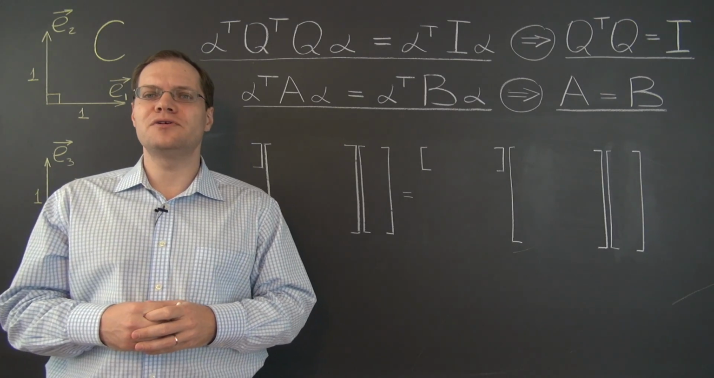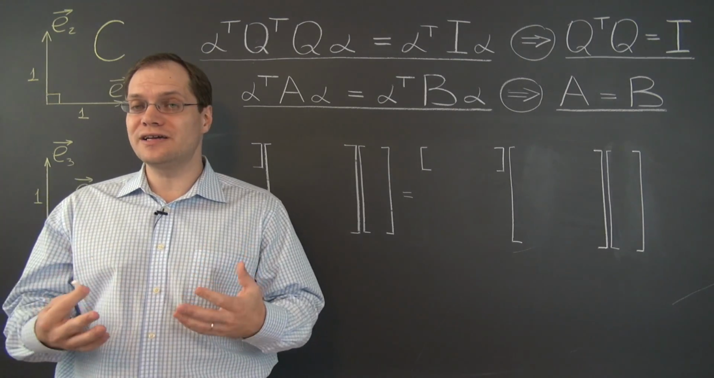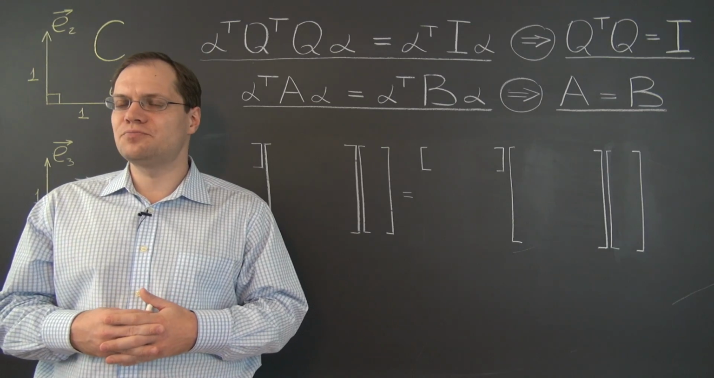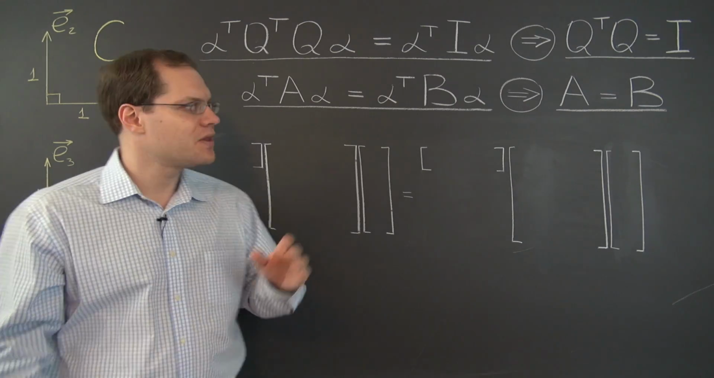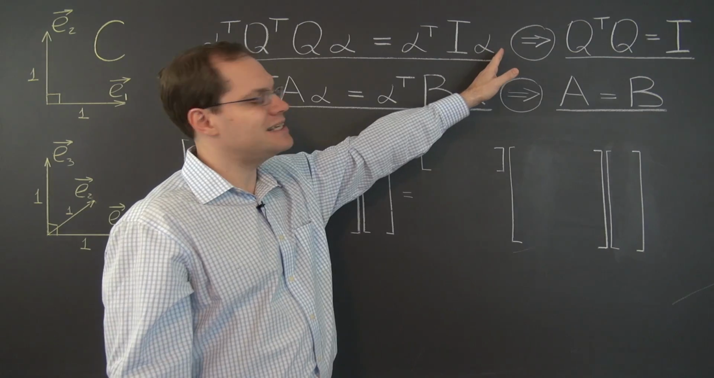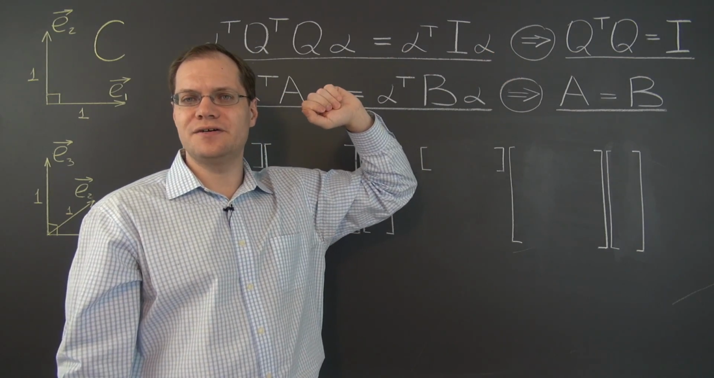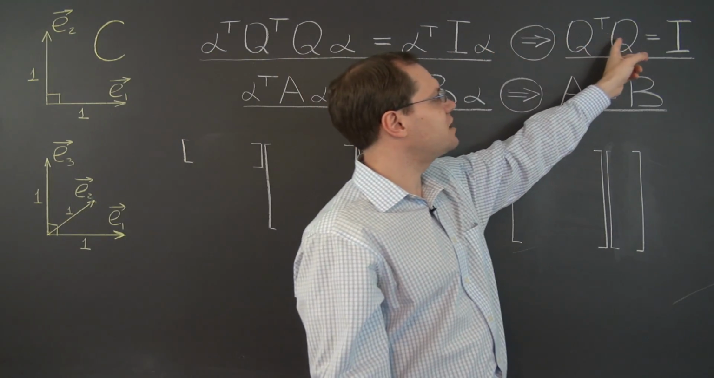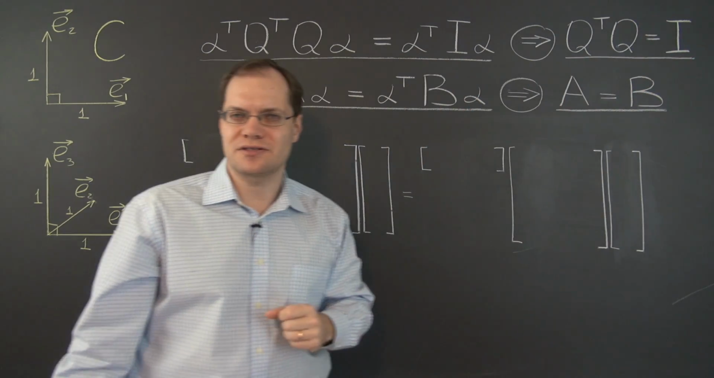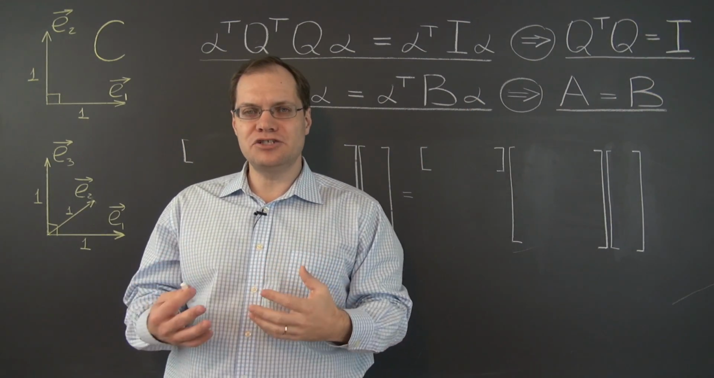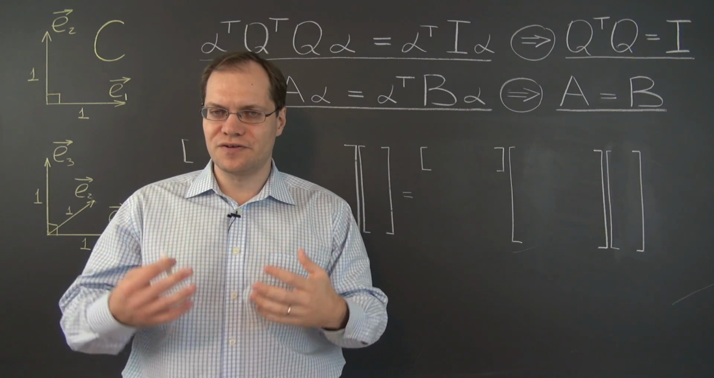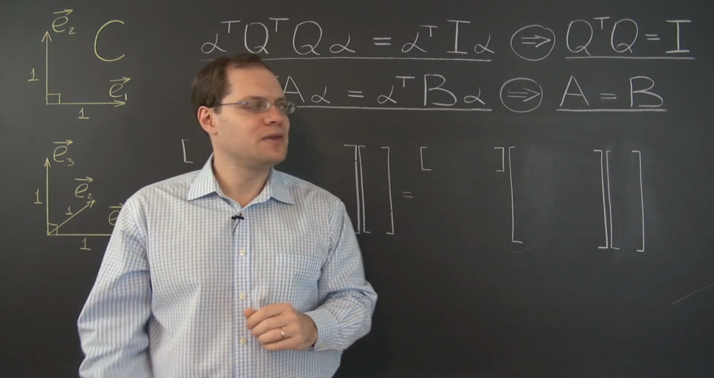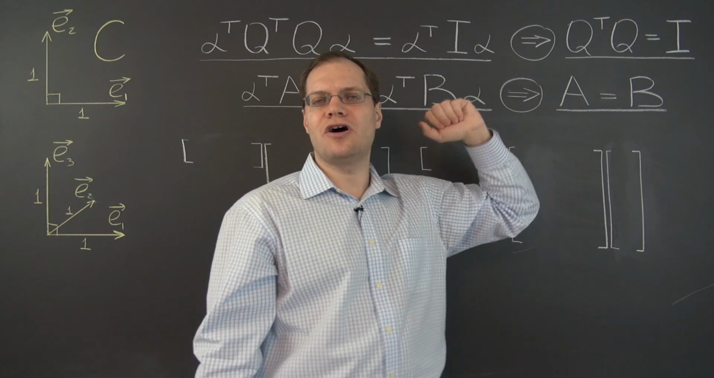In this video, we will justify the statement that we made earlier in our discussion on length-preserving linear transformations, that if this identity holds for all vectors alpha, then necessarily Q transpose Q is the identity matrix. In other words, the matrix representing a length-preserving linear transformation Q is necessarily orthogonal.